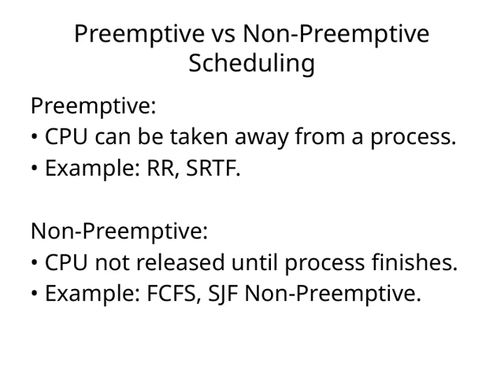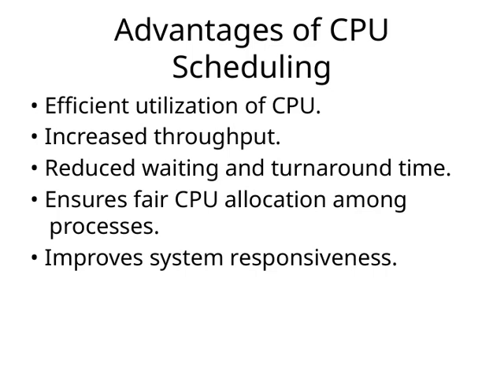Preemptive scheduling tends to be more flexible and responsive, while non-preemptive scheduling is simpler but can cause delays. Connecting this to our overall theme, choosing between these methods depends on the specific needs of the system, whether we prioritize fairness, responsiveness, or simplicity. Now, let's look at some key advantages of CPU scheduling.